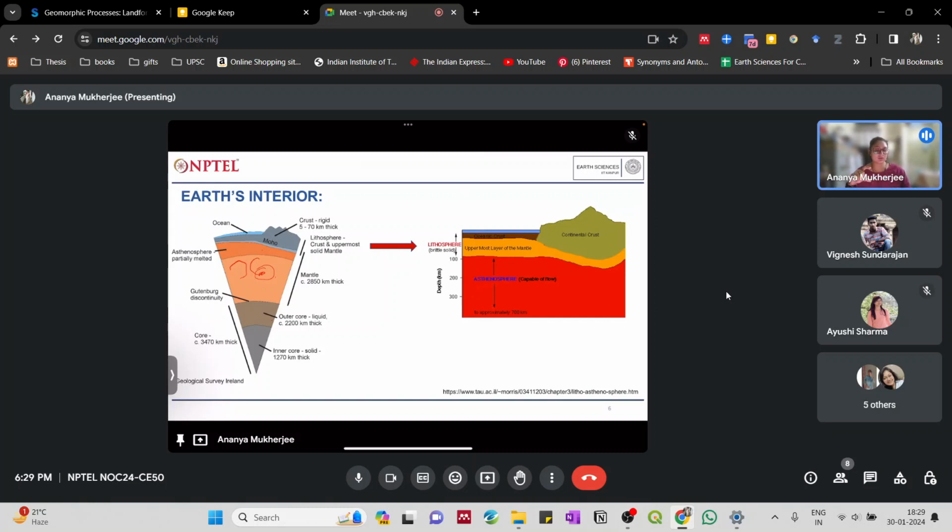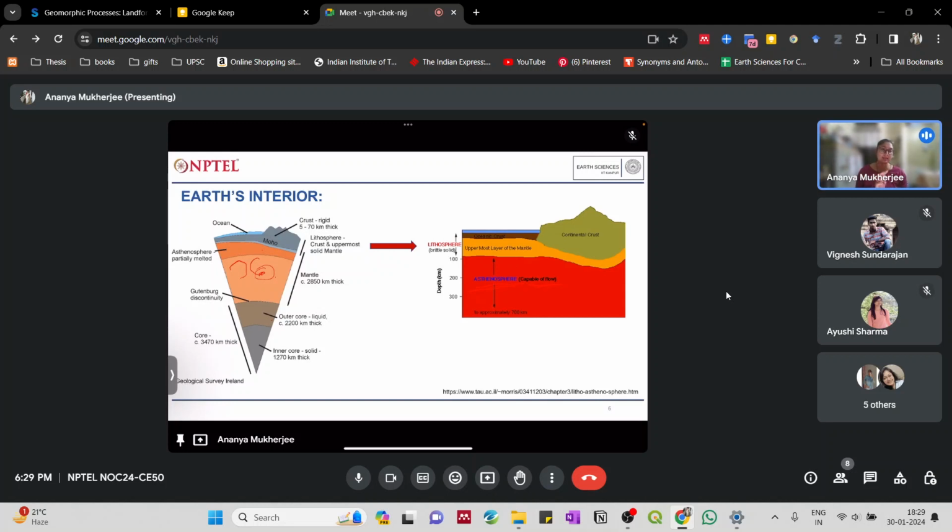Okay, so your asthenosphere is actually capable of flow. The flow that we are talking about gives rise to plate tectonics, as we will see later on. So this asthenosphere is responsible for the plate movements that we see. Okay, then you have the Earth's crust.